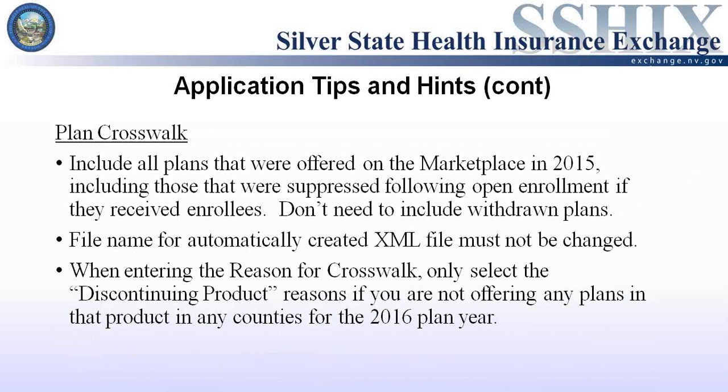The plan crosswalk: there's actually a tool for this as well this year. So you're going to include all plans that were offered on the marketplace in 2015, including those that were suppressed following open enrollment if they did get enrollees. You don't need to include withdrawals on this. And you're going to want to keep the file name that's created. It's going to create an XML file. And all that information is contained in the instructions on CMS, the information on how to create your XML file. And then when you're entering the reason for crosswalk, only select discontinuing product if you're not offering any plans in that product in any counties for the 2018 plan year.